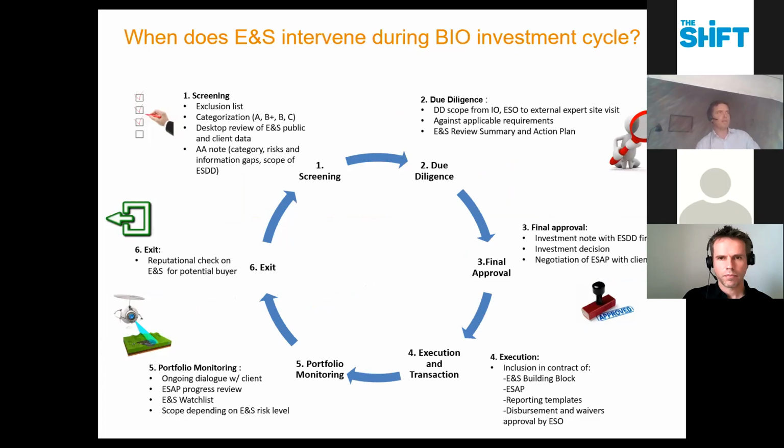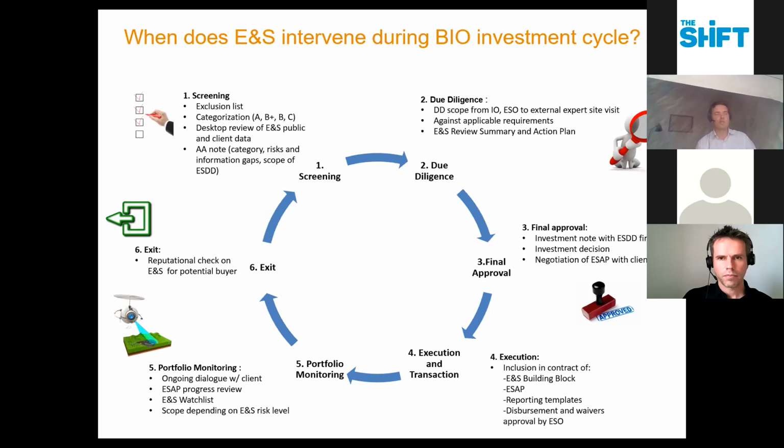So how do we apply E&S in our investment cycle? At screening stage, we look at the projects from far away, on a desktop basis. This is what we will mainly cover today. So how do we assess the risk around the project and the risk of the project itself, and then take our decision to invest or not, and also our decision on how to perform a more in-depth due diligence.